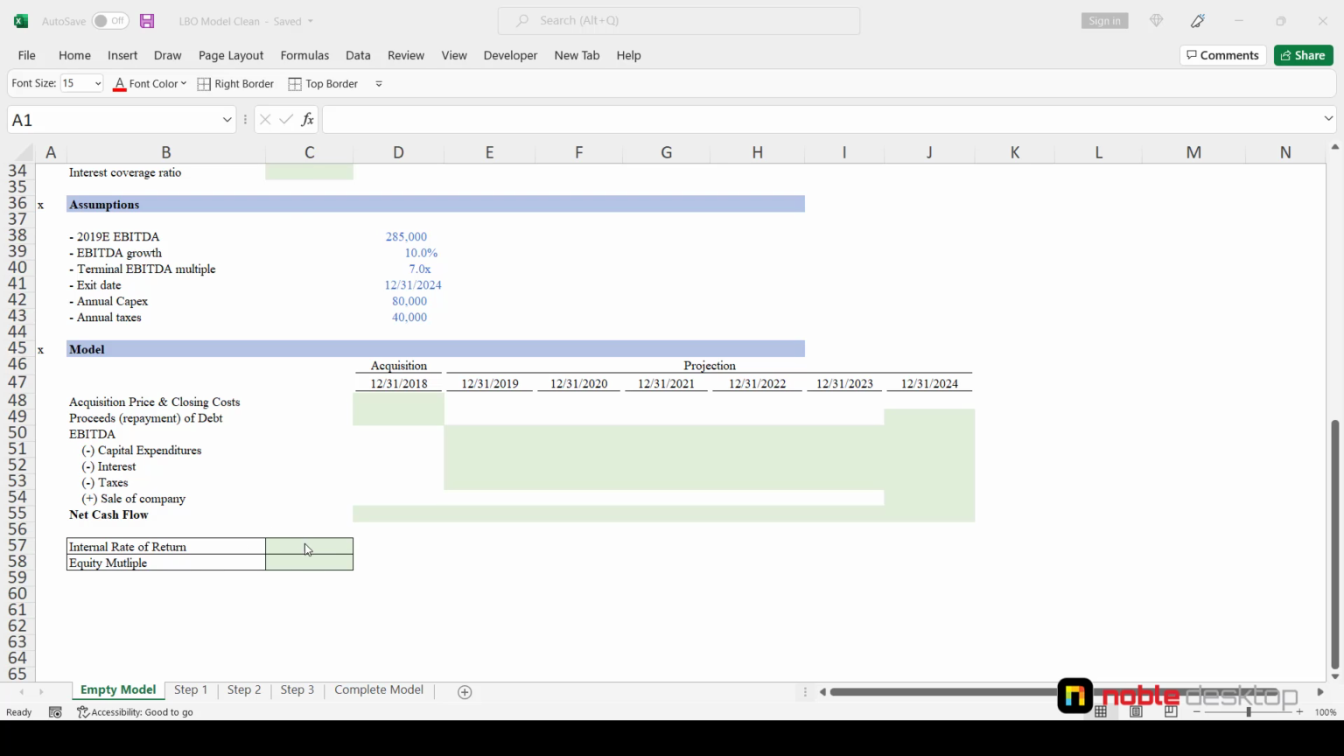So these 2 numbers will show us at the end of the day whether an LBO transaction makes sense or not for our example. So let's go ahead and start building our model in the next video.